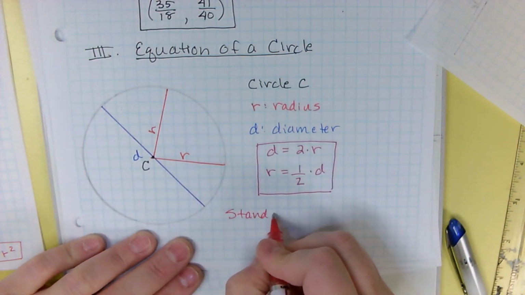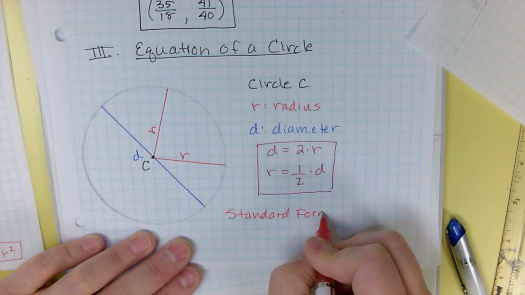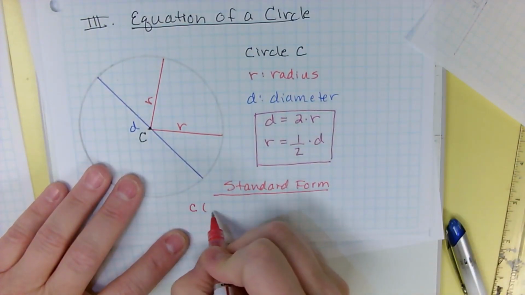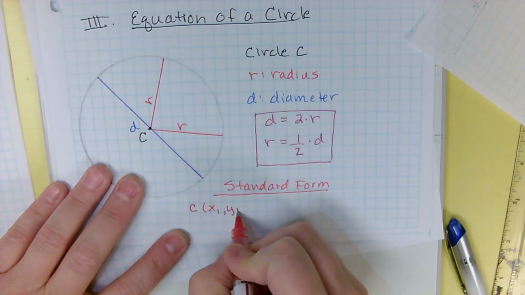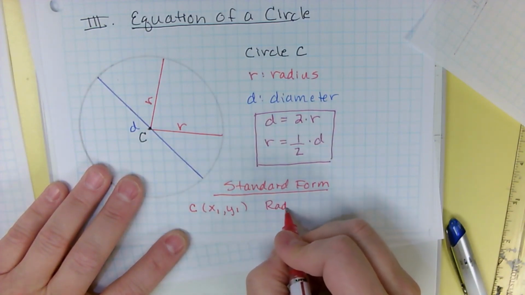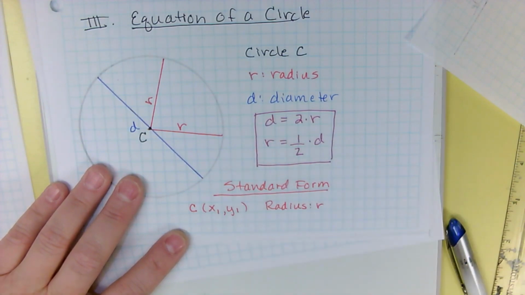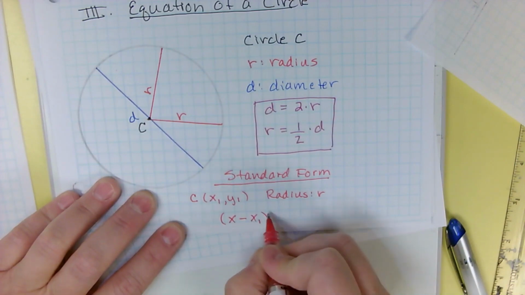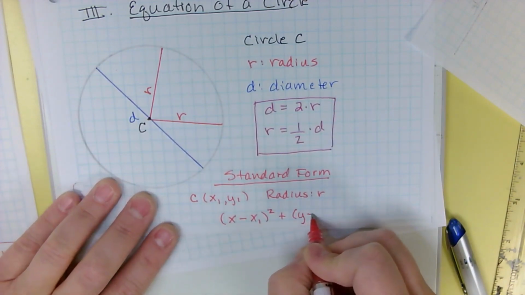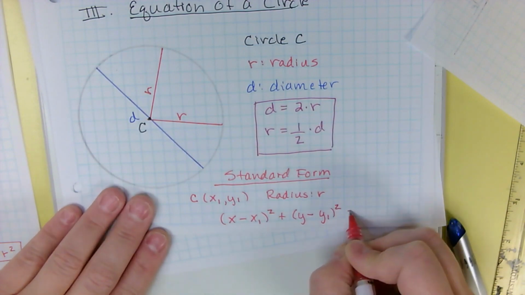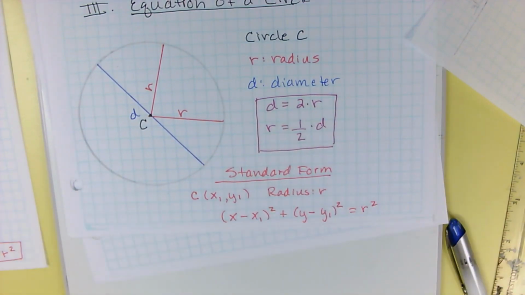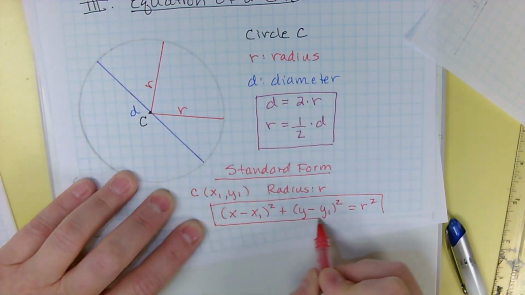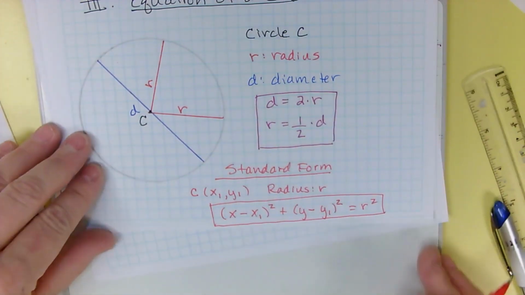All right, standard form of a circle. Given circle C with coordinate (x1, y1), and given radius lowercase r, your circle formula is (x minus x sub 1) squared plus (y minus y sub 1) squared equals r squared. And that is your standard form of a circle.